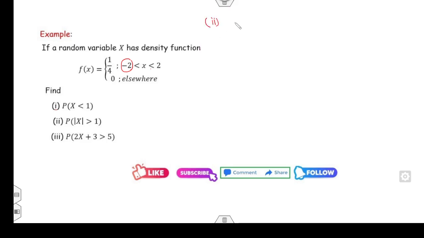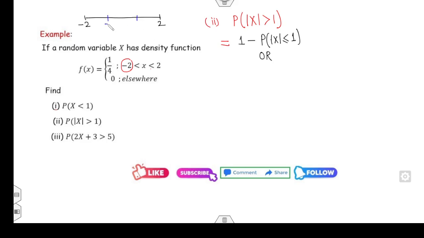Probability of mod x greater than 1. Fine. How can you write that? I can also write this as 1 minus probability of mod x less than or equal to 1. Or if you look at it, the number is minus 2 to minus 1 and 1 to plus 2. Mod of x is greater than 1 when it is greater than 1. So it happens only when this condition and this condition are satisfied.